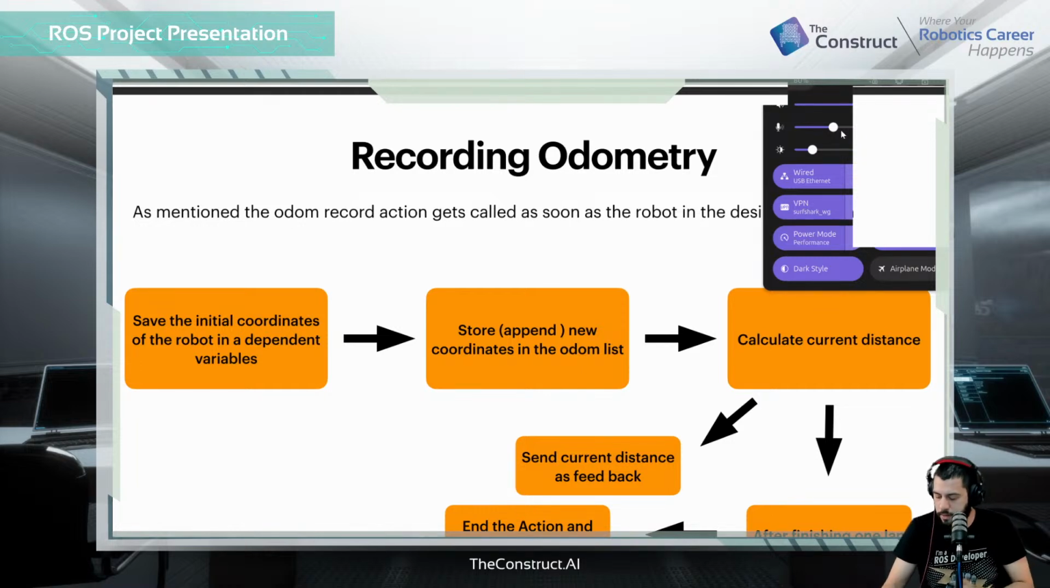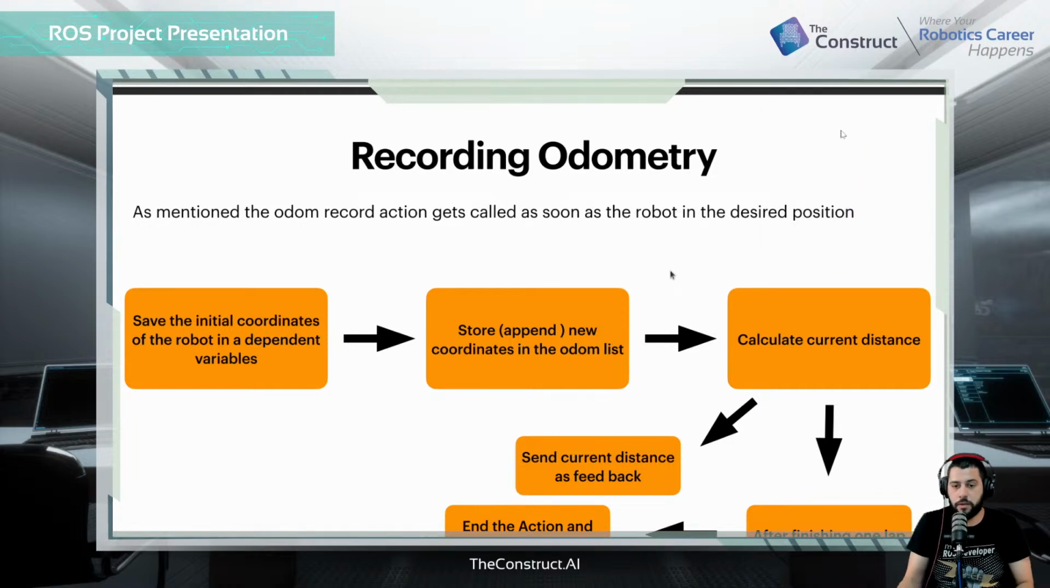Okay. So the recording odometry: as soon as the robot is in the proper position, we are going to start. We're going to send a goal to the odometry node. It's going to start taking action. First, we will save the initial coordinates of the robot in independent variables. Then we are going to store new coordinates in the list of odom array.